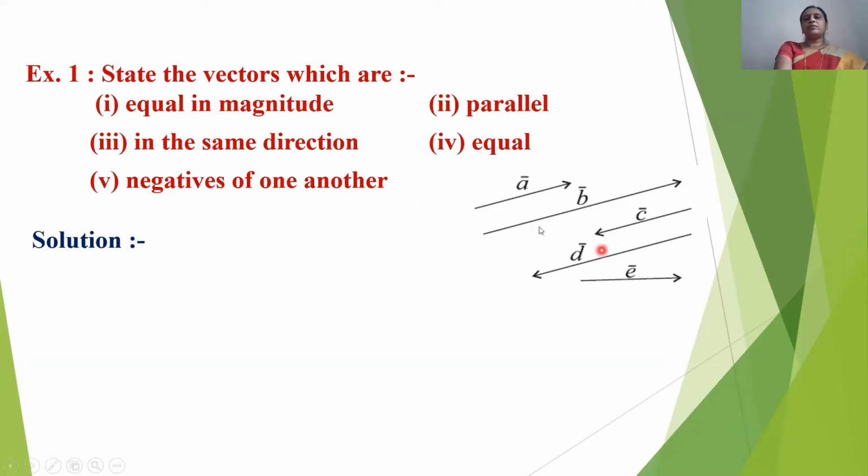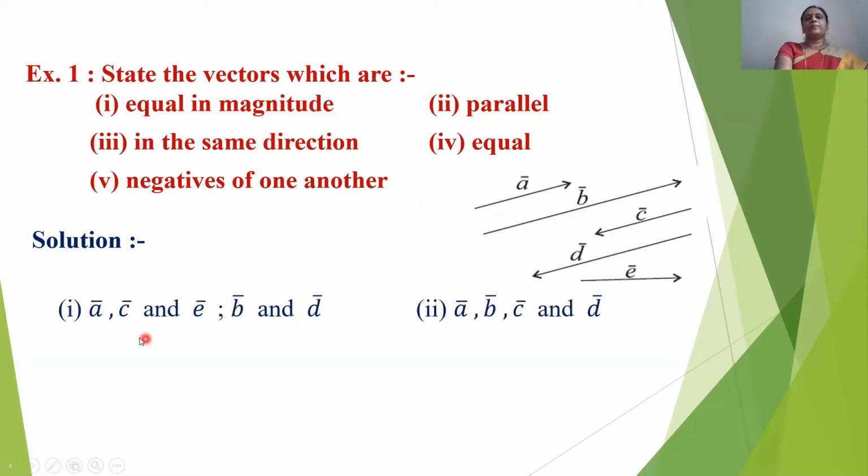Again, which pair is equal? See here B bar and D bar. B bar and D bar have the same magnitude. Therefore, write down the answer of first: A bar, C bar, E bar, and B bar and D bar are equal in magnitude. Means these three vectors A bar, C bar, E bar are equal in magnitude. Again, there is another pair B bar and D bar which have equal magnitude.